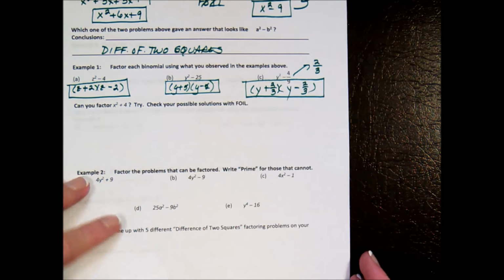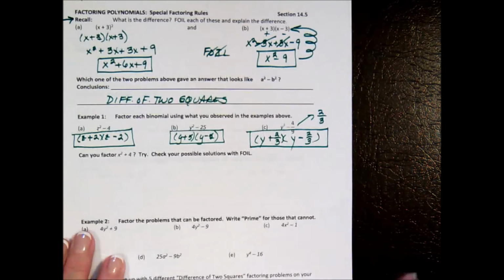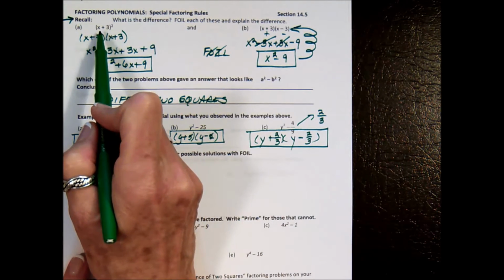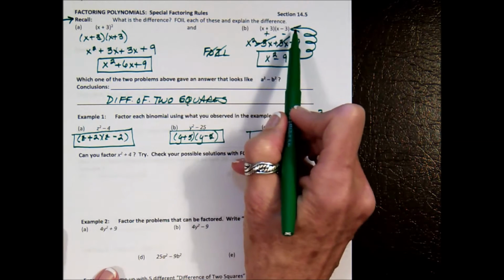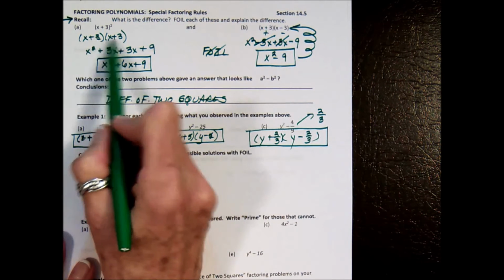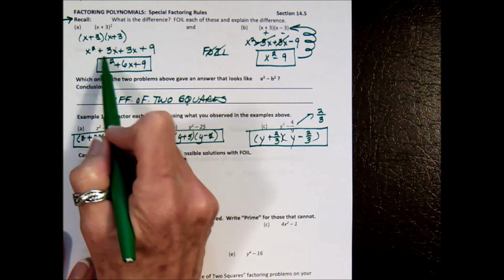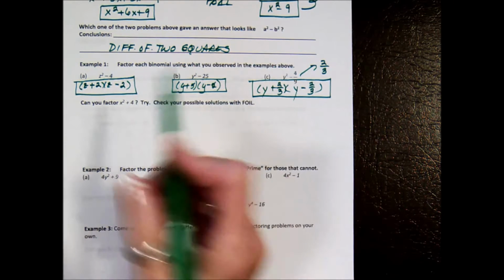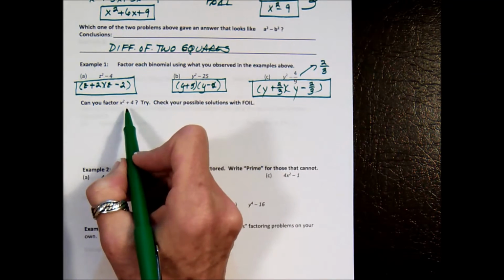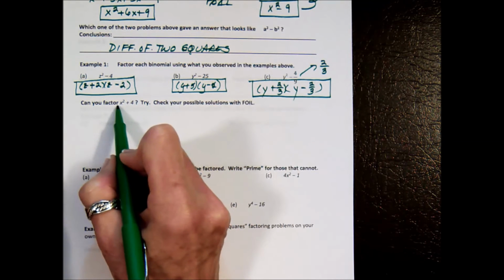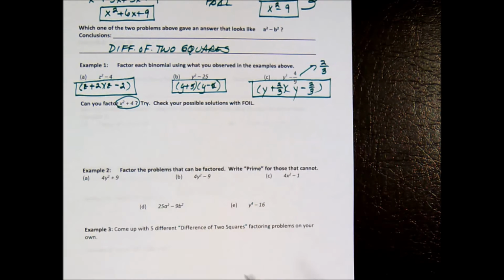Now, what I don't want you to get mixed up with is that if you see this, it does not mean write it like that. It means write it times itself, both signs the same. And so your inside and your outside terms are not going to zero out. Now what I want you to do is pause the video and try to factor x squared plus 4. Write down what you think x squared plus 4 would factor to. If you're smart, you will FOIL back your answer to see if it works.